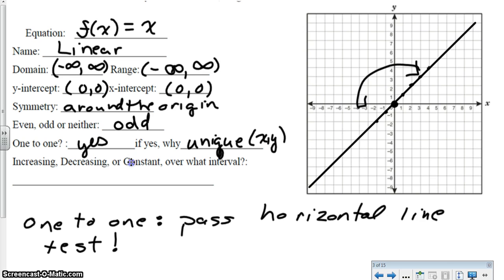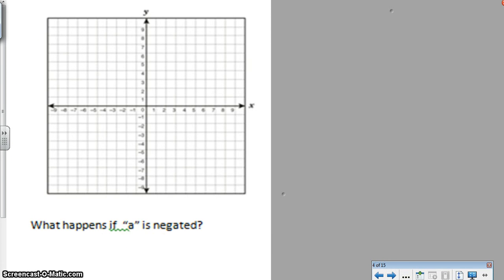Now, increasing, decreasing, or constant over what interval? Well, we look at this, and ladies and gentlemen, of course, with this function, it is increasing over an interval of, that's right, negative infinity to positive infinity. All right, so what happens if we negate x?